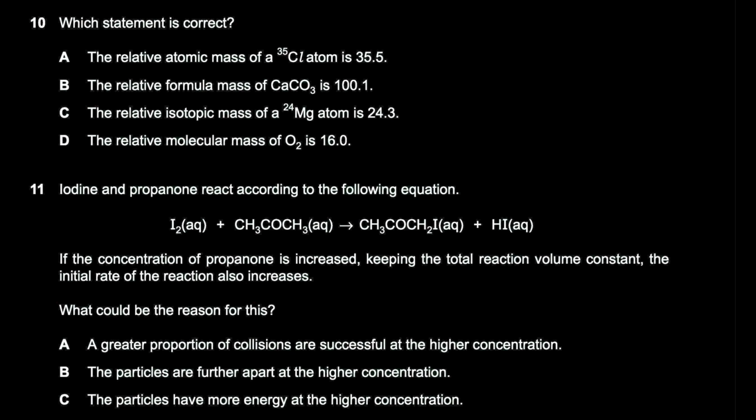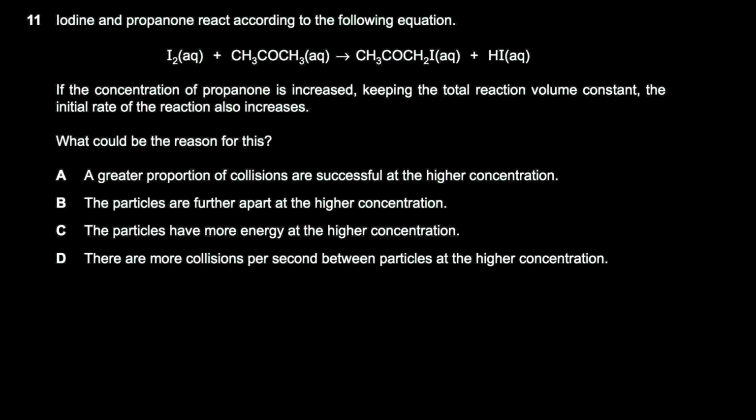Which statement is correct? The relative atomic mass of a chlorine-35 atom is 35.5. No, that is incorrect. This is a particular isotope, so we would take the relative isotopic mass of chlorine-35. 35.5 is the average mass of the different isotopes, not the mass of a specific isotope. The relative formula mass of calcium carbonate is 100.1. That is correct. You can check from the periodic table: calcium is 40.1, carbon is 12, and we have 3 oxygens, that's 3 times 16, which gives you 100.1. So the answer is B.